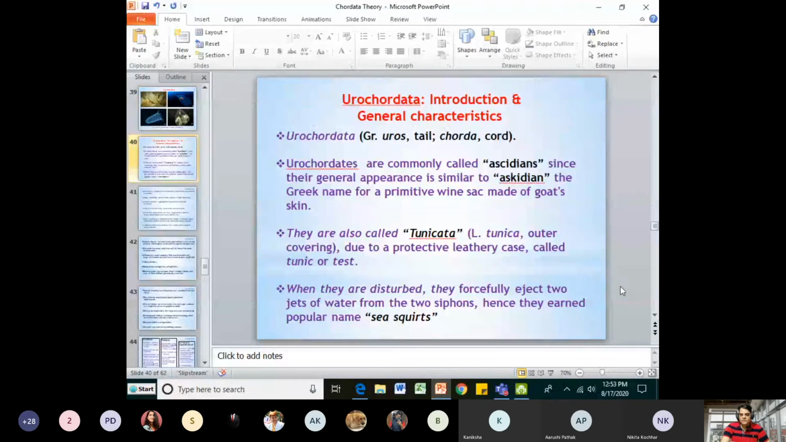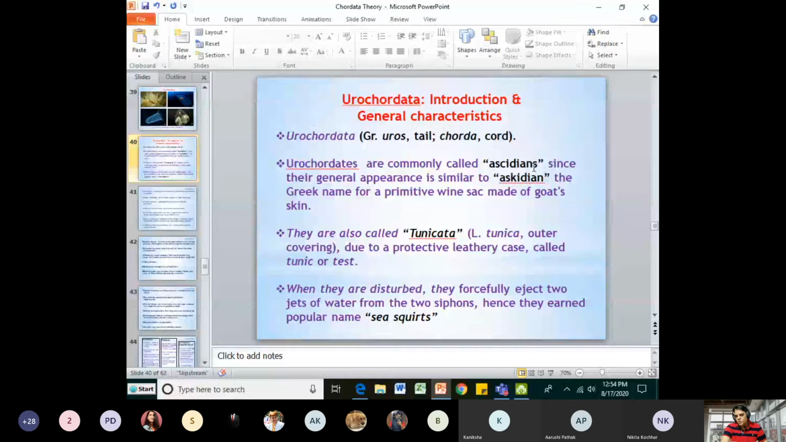And we see the chordates introduction and general characteristics. So you know the word Urochordata is also derived from two Greek words. Uro means tail and chorda means cord. So they have chordate characteristics in their tail region only. Then the urochordates are commonly called ascidians.